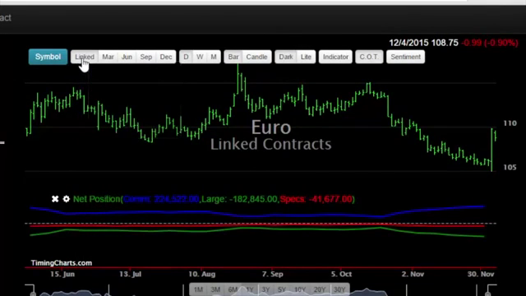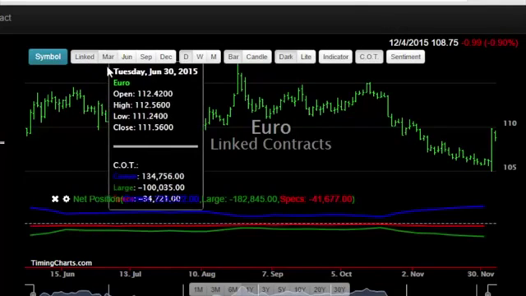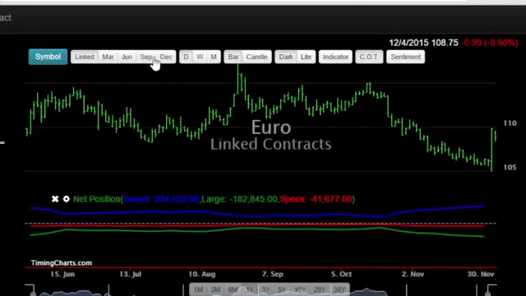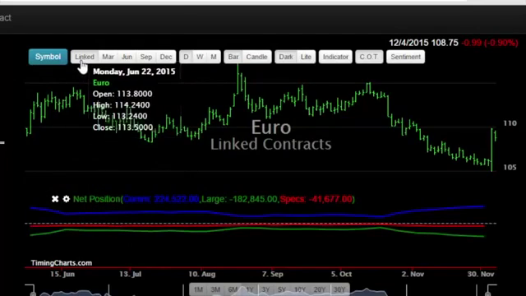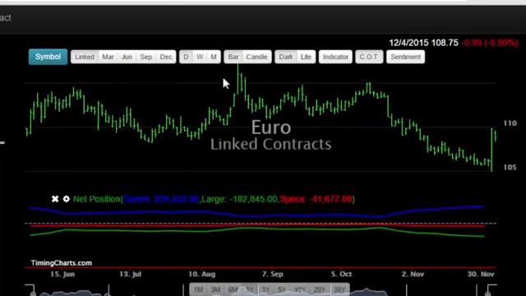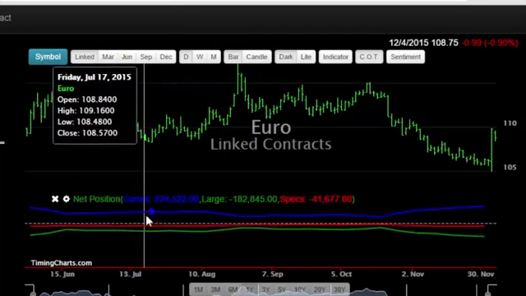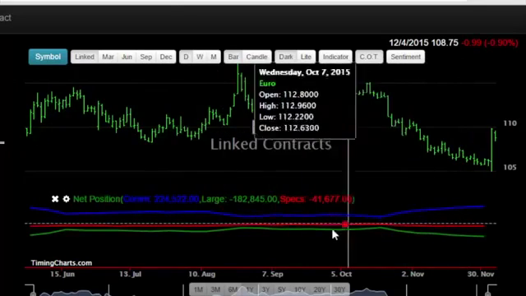First of all, I want to pay your attention to this button that is linked. So we have to analyze the linked contract because we have several contracts here: March, June, September, December. Every futures contract has its time for expiration, and we have to analyze the linked contract. This is the first thing. What do we have here? We have here several lines.